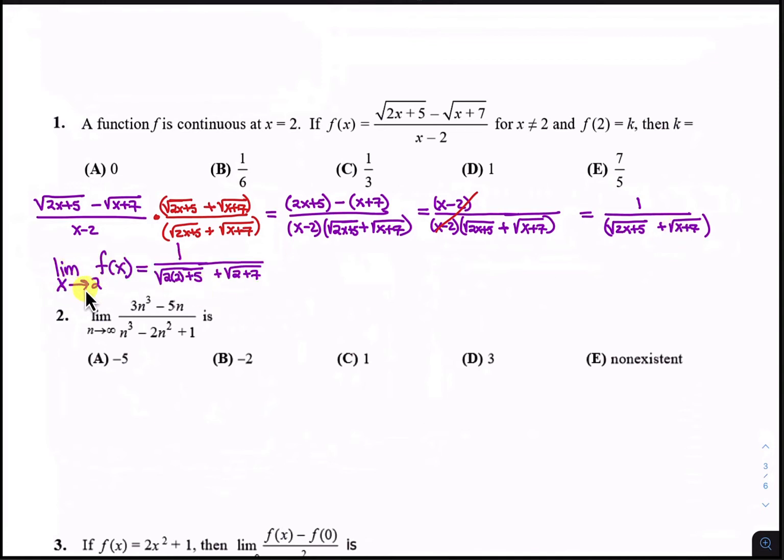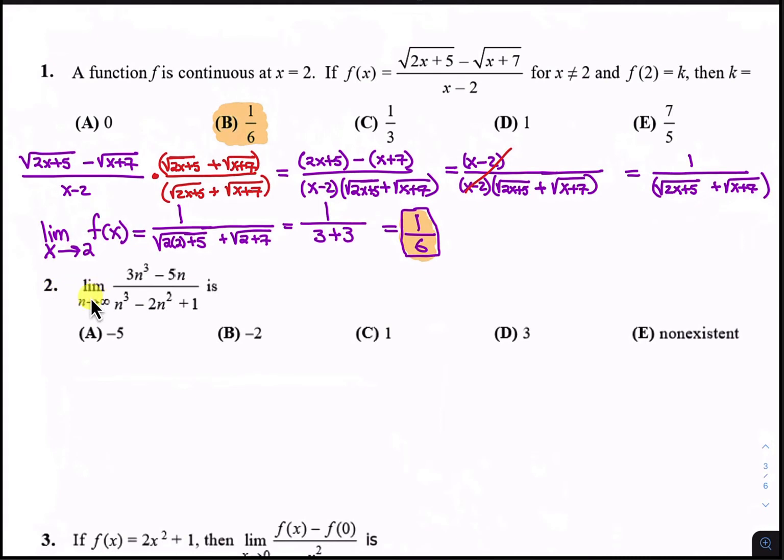So it's the limit as x approaches 2 of f of x is equal to this expression. Using direct substitution, we just replace these x's with the number 2. So that's 1 over the square root of 2 times 2 plus 5 plus the square root of 2 plus 7. That simplifies to 1 over 3 plus 3, which is 1 over 6, and that must be the value of k. That's f of 2, which is k, that's 1 over 6. And this is also the limit as x approaches 2.